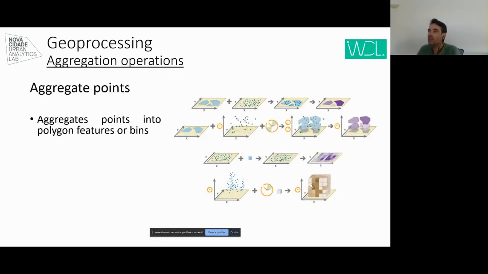One of the most important is this one, that is aggregate points, where you aggregate your events. That could be, for example, the incidence of criminality in a certain area, the number of cultural events in a certain area. You may want to aggregate this to a grid, like the ones I showed you previously, or to a set of polygons. And besides the importance to aggregate this in a spatial frame, you may want also to aggregate this by time.